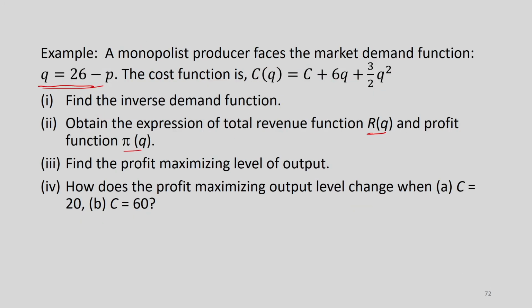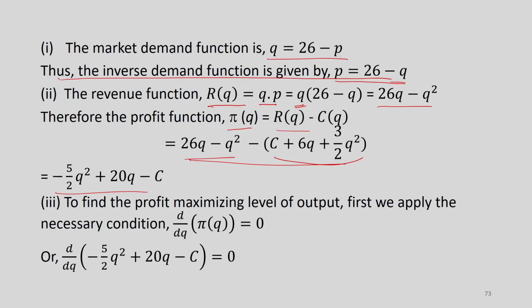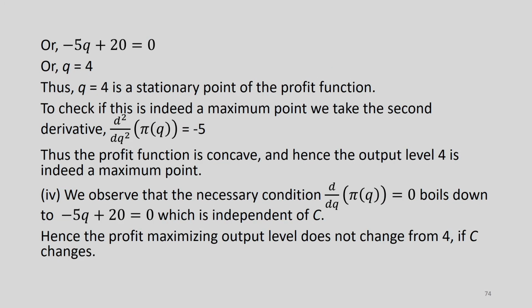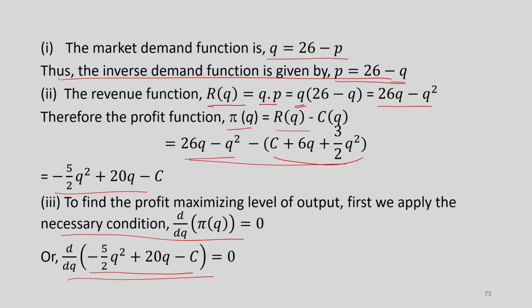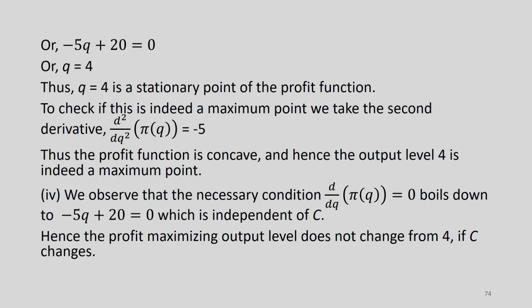Third part, obtain the profit maximizing level of output. Now, this is the usual method we are going to apply. To find the profit maximizing level of output, first we apply the necessary condition, that is the derivative of the profit function with respect to quantity is equal to 0 and basically we have to differentiate minus 5 by 2 Q square plus 20 Q minus C. If I do so, I get minus 5 Q plus 20 is equal to 0 and that basically boils down to Q is equal to 4.